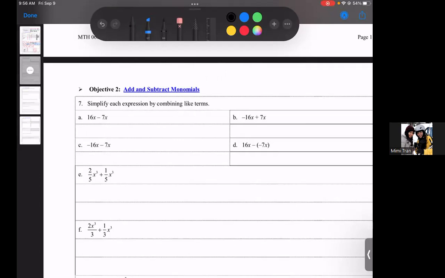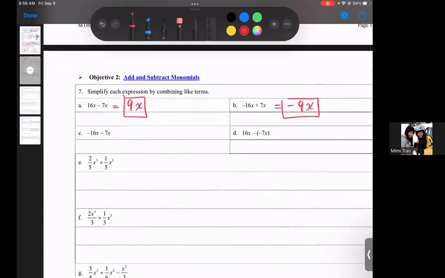Okay, so let's do 7a, 16x minus 7x. 9x, good. Negative 16x plus 7x. Good. Why don't you try C and D?